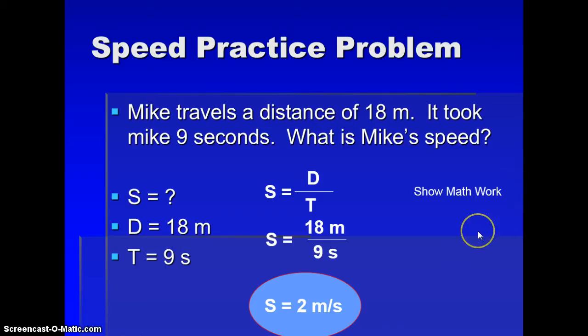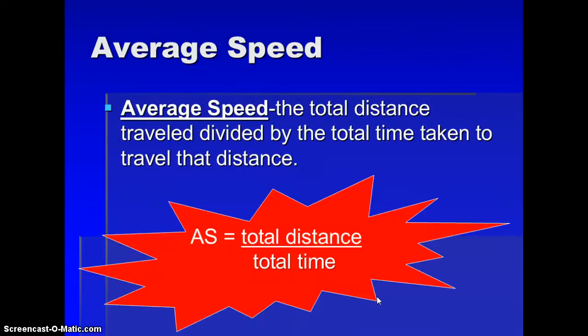Show me your long math work over on the side. So you got to show me the long division. Double check with a calculator, and then you'll get this answer down below. S equals 2 meters per second for his speed. Circle the final answer. All right, that's how you do a speed problem.